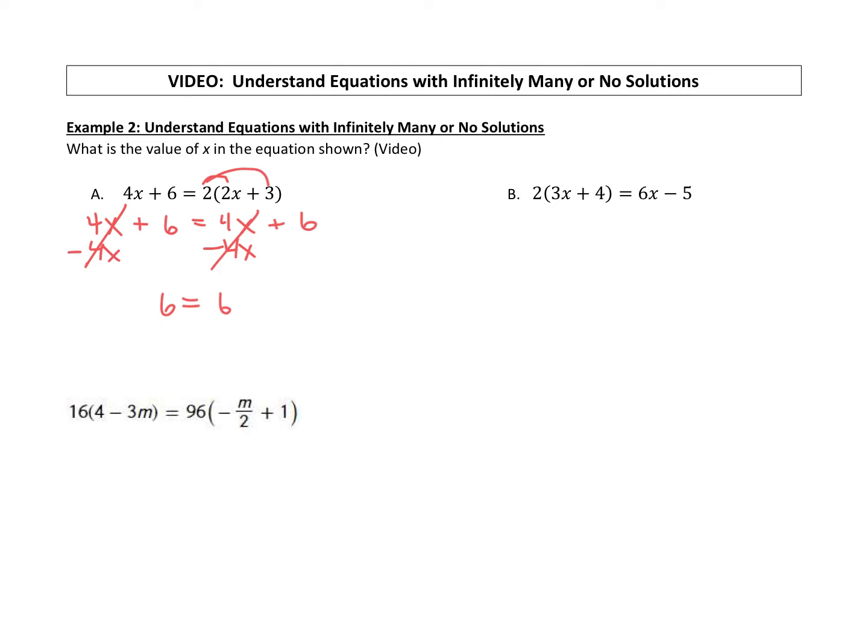If you end up with a true statement when your variables cancel, that means that solutions exist. How many solutions exist? Infinitely many solutions exist. Any number you can think of that you would plug in for x will work out. The left side will equal the right side every single time. You could plug in a 5 for x. You could plug in a negative 352 for x. The left side will always equal the right side. This equation is an identity.